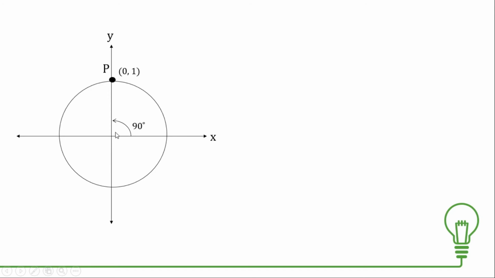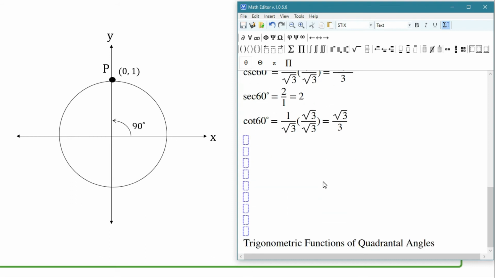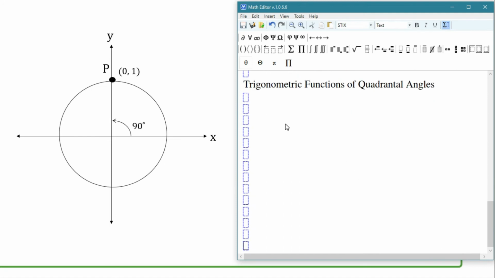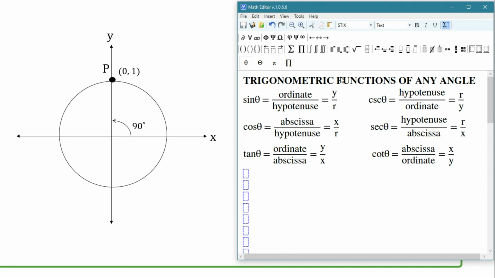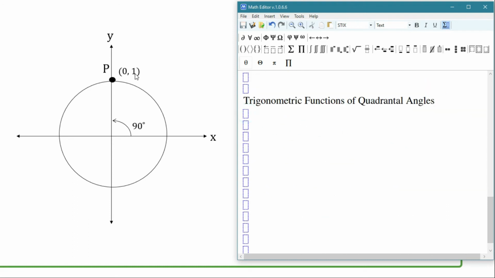So let us now try to derive the trigonometric functions of quadrantal angles. Okay? Again, tulad ng sinabi ko, it's the same with the trigonometric functions of any angle that we have defined from our previous discussion. Now, if we have P at (0, 1), meaning the value of x would be 0, the value of y or our ordinate would be 1, and our problem here would be the measure of our r or hypotenuse. Sir, may hypotenuse po ba dito? Yes, meron pa rin.